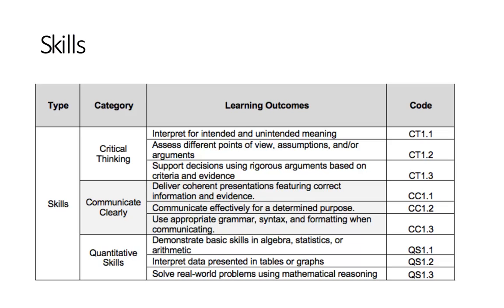The UE student learning outcomes are broken down into essential skills and knowledge. Within skills, you will notice three categories that were used to develop the student learning outcomes: critical thinking, communicating clearly, and quantitative skills. Each category is defined by the student learning outcomes associated with that skill. For instance, quantitative skills has been defined as 1. Demonstrating basic skills in algebra, statistics, or arithmetic. 2. Interpreting data in tables or graphs. And 3. Solving real-world problems using mathematical reasoning.